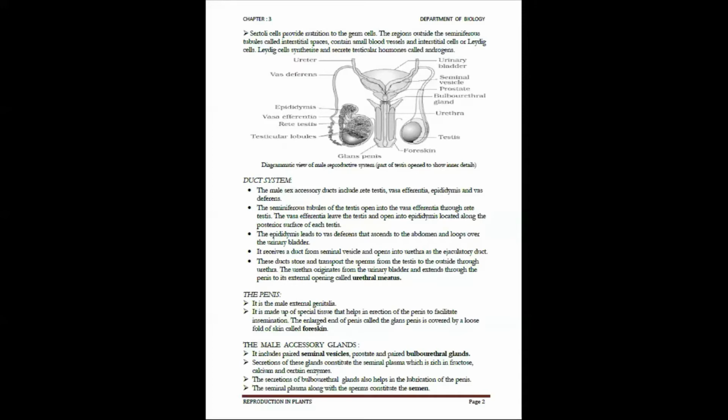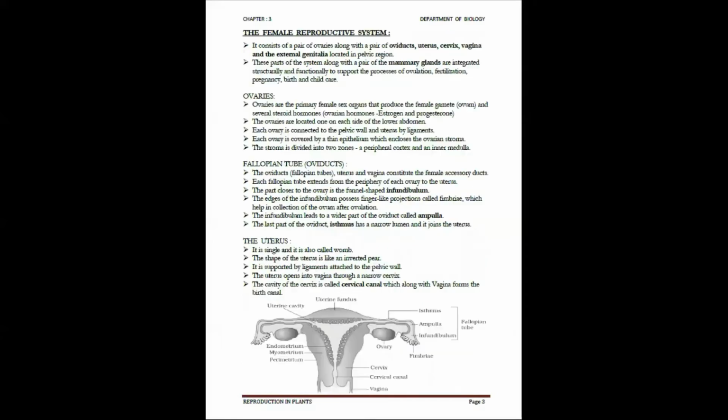So moving on to the next part, the duct system. It can be asked sometime in the examination, but it is quite rare or not frequently asked. So duct system, just go through it. Then moving on to the penis, again this also will not be asked in the board exam. Moving on to male accessory glands, yes, this is an important or frequently asked question. So here it can be asked for 3 marks because it includes 3 glands.